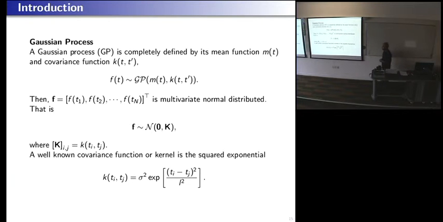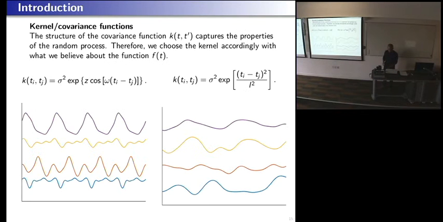One well-known covariance function is the squared exponential. One of the reasons it is widely used is that this covariance function allows us to describe smooth functions which you can differentiate an infinite number of times. So the structure of the covariance function reflects the properties of the random process. We choose the kernel according to what we believe about the properties of the data.